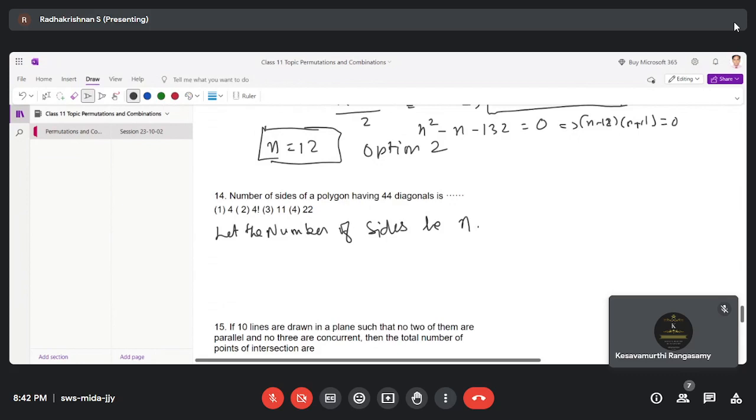Think about it. For a triangle, how many diagonals are there? For a rectangle, how many diagonals are there? If we keep on increasing, how many diagonals can we form? What is the formula for the number of diagonals?